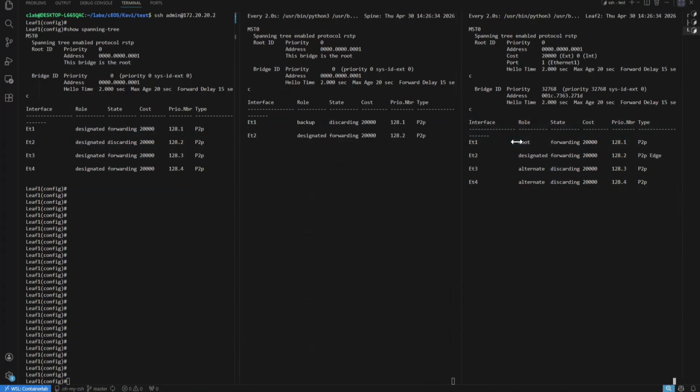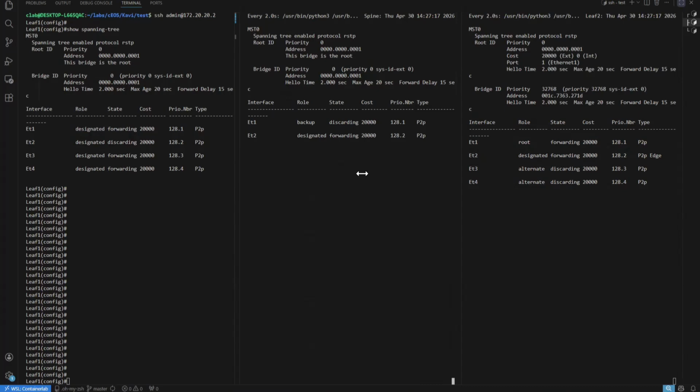The reason is a switch cannot have two root ports, because right now I have two root bridges in the network, and leaf two is connected to both switches. So it cannot elect two root ports. So it still selects ET1 as the root port because it was already configured as the root bridge, and ET3 and 4 are still alternate and discarding. So it was an interesting test case, I would say.